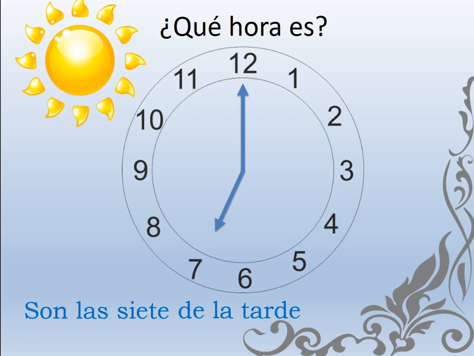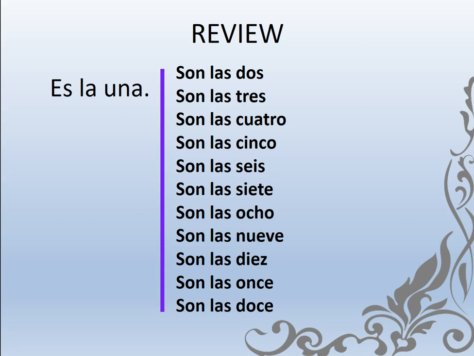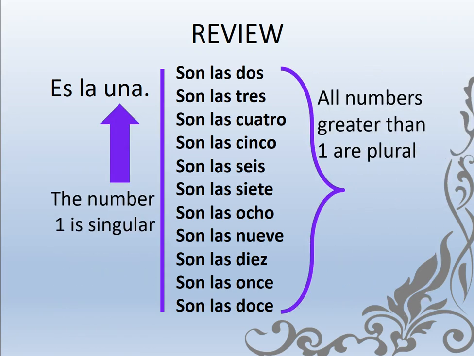My students do like to point out here there's no such thing as 7 in the afternoon, and that is correct, but it makes for good practice. And just a little quick review again, we have es la una, because it's singular, 1 is a singular thing, whereas the rest of the numbers are son las dos, son las tres, son las cuatro, son las cinco, because they are plural, it's greater than 1.